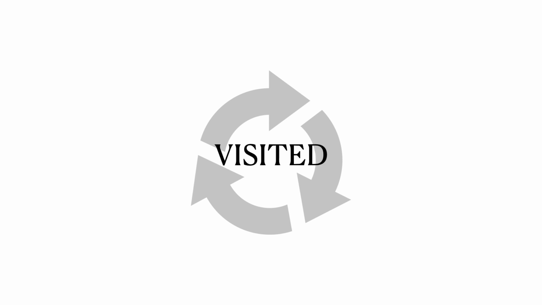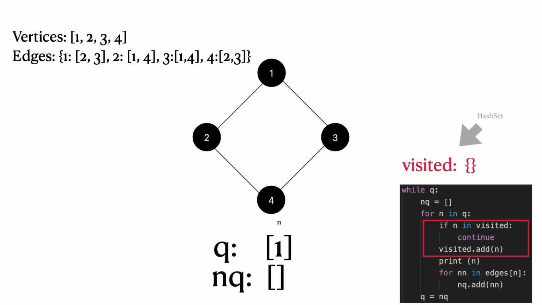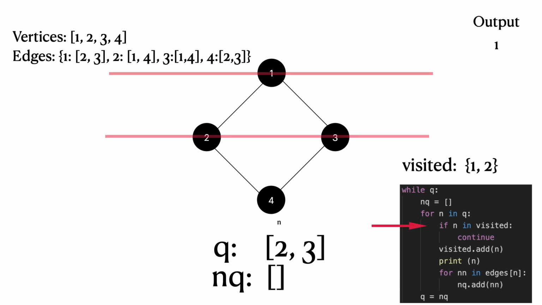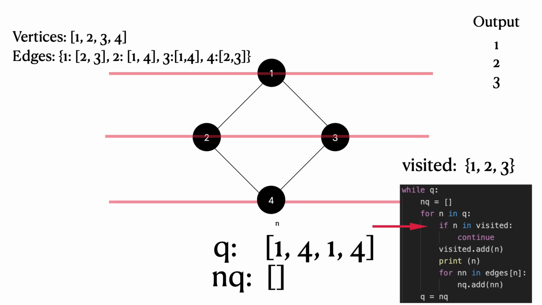Use a new data structure, visited. Let's add these 3 lines of code, and do it again. 1 is not in the visited, so put it into visited. Print 1. Same as before. Put the adjacent nodes onto next queue. Now second breadth. Because 2 is not in visited, put it into it. Print 2. Save adjacent nodes. Mark 3 as visited. Print 3. Save adjacent nodes. Now third breadth.